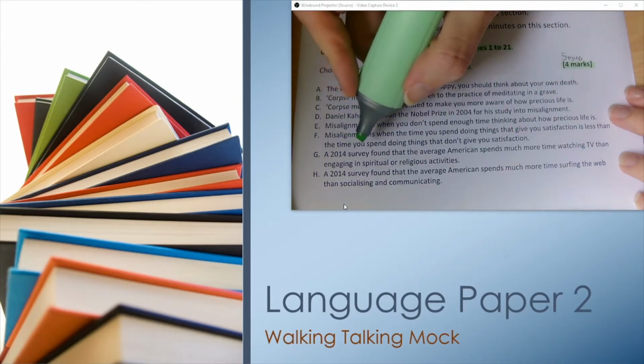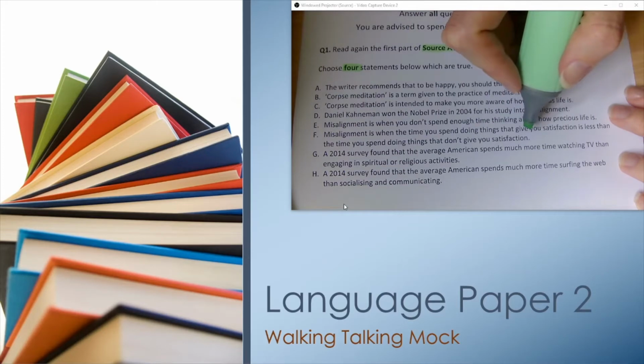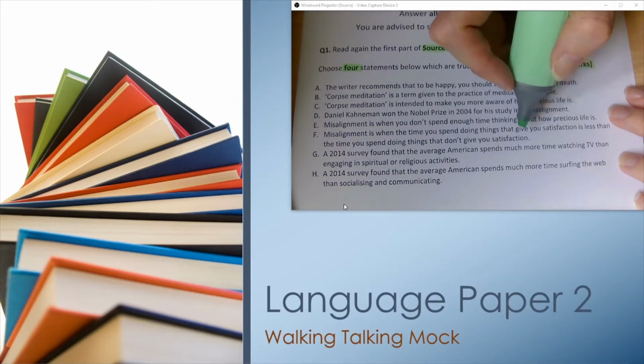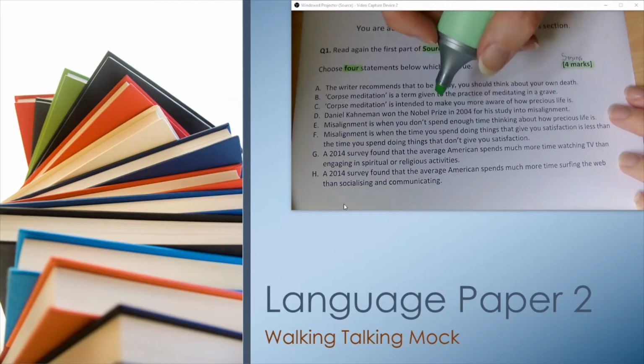A 2014 study found that the average American spends much more time watching TV than engaging in spiritual or religious activities. And the last statement there is a 2014 study found that the average American spends much more time surfing the web than socializing and communicating.